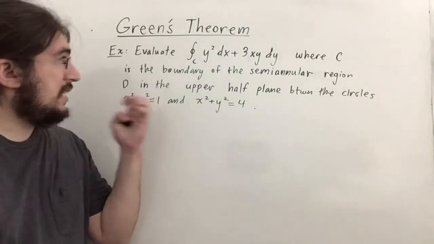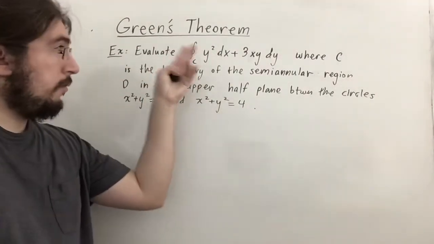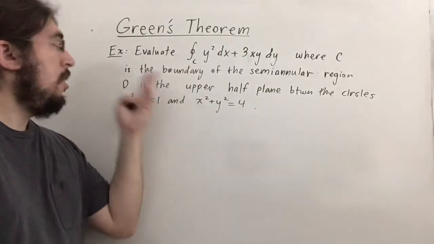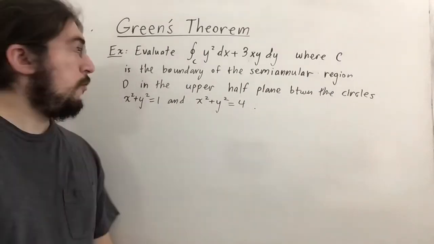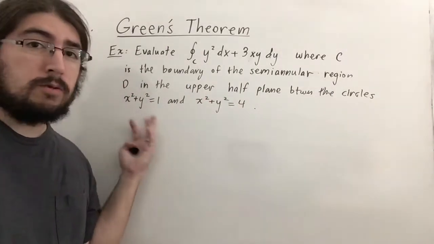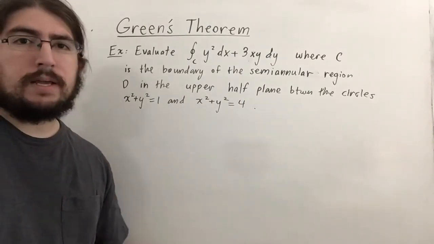Okay, so for this next example, we want to evaluate this line integral over this closed curve, y squared dx plus 3xy dy, where C is the boundary of the semi-annular region D in the upper half plane between the circles x squared plus y squared equals 1 and x squared plus y squared equals 4.